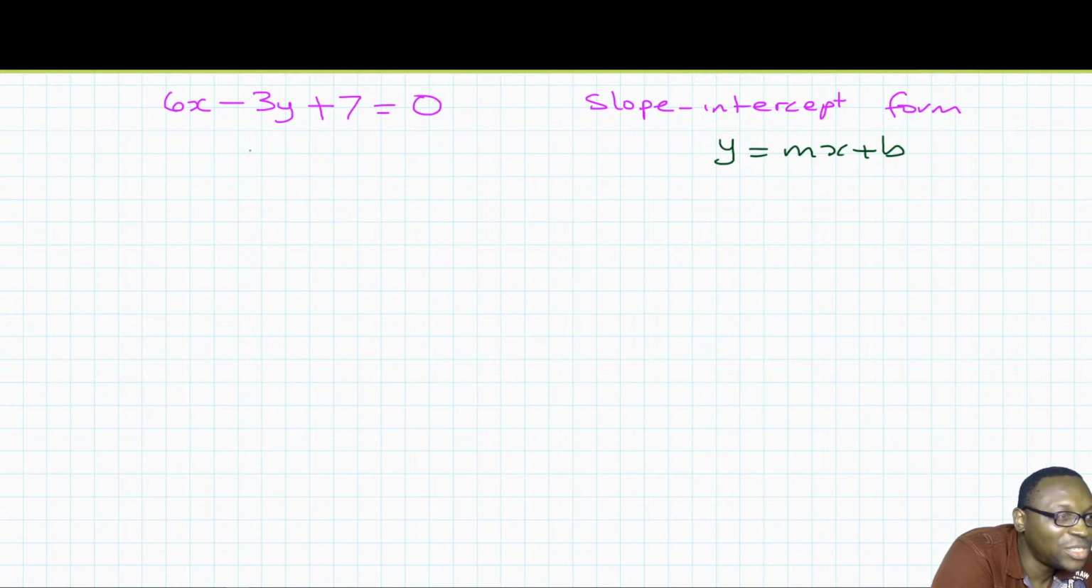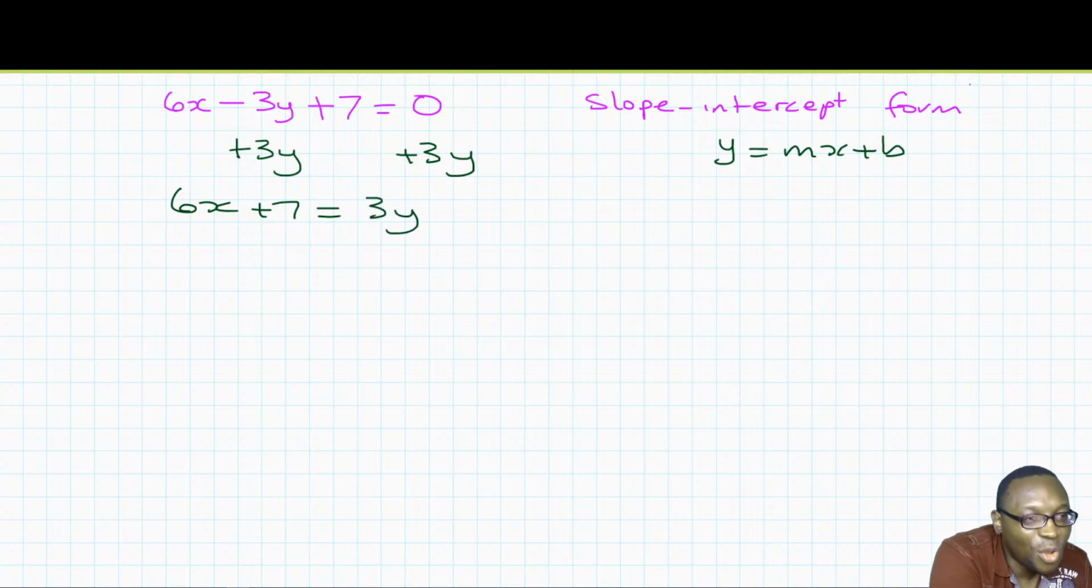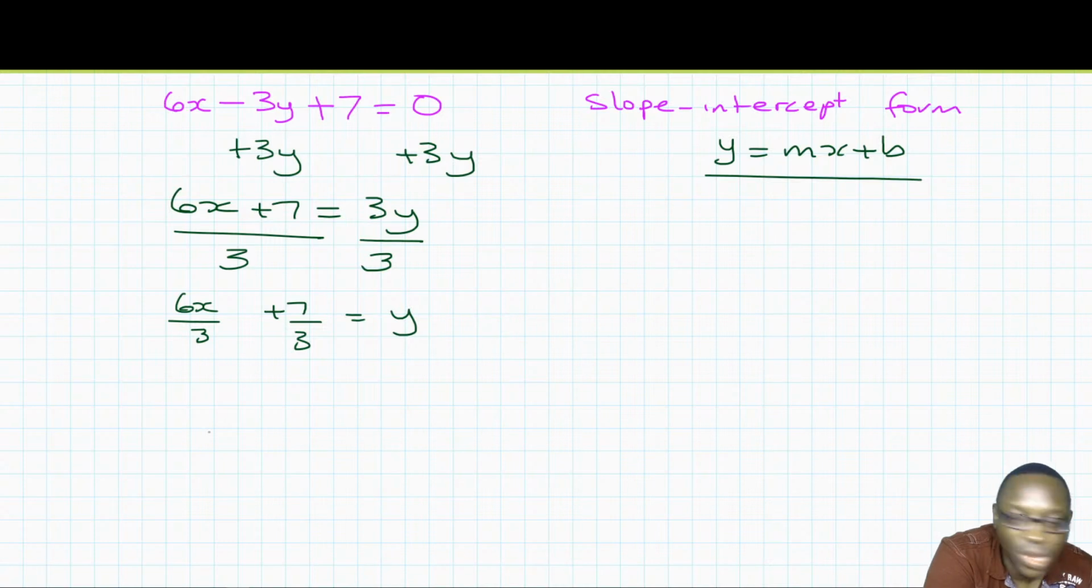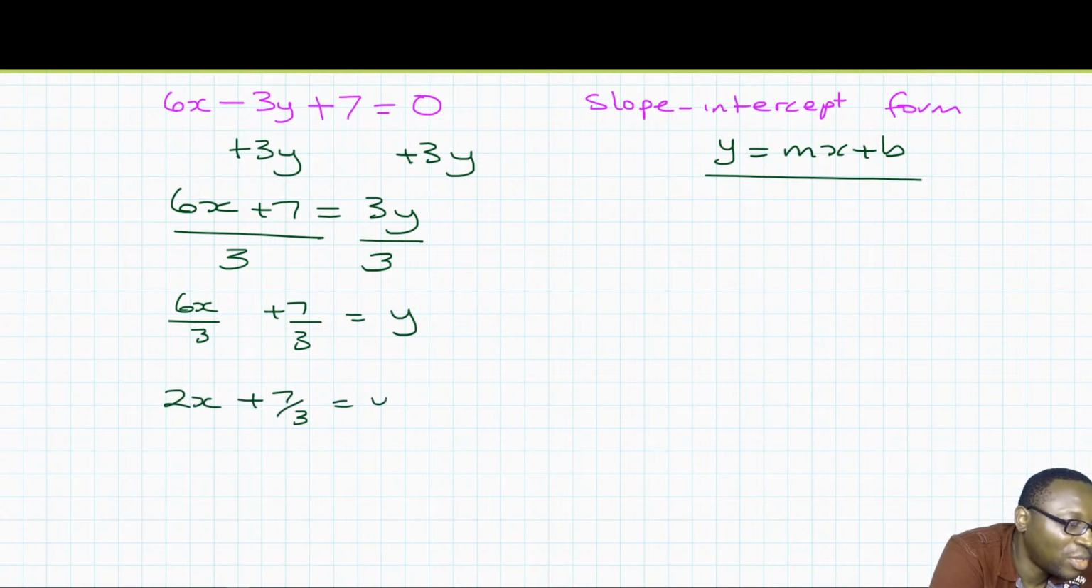The simple thing to do is just to add 3y here, and then we have 6x plus 7 equal to 3y. So now I have a form that looks like this already. I don't have to do a lot of work, and then I can divide both sides by 3, and then I have 6x over 3 plus 7 over 3 equal to y. And so 6x divided by 3 is 2x plus 7 over 3 equal to y.